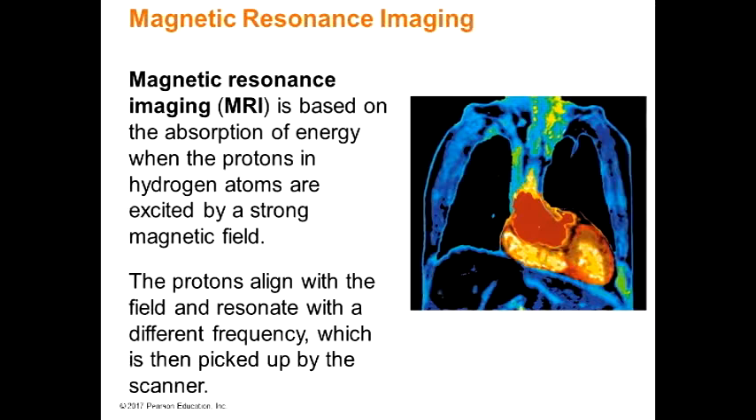Okay? So here, MRI is based on absorption of energy by protons in hydrogen atoms, excited by a strong magnetic field. When this happens, it creates an image basically through some form of interference. The protons align with the field and resonate at different frequencies, which is then picked up by the scanner. So it basically zaps it, and there's some algorithm that's written, and you get the image, and we call it MRI.